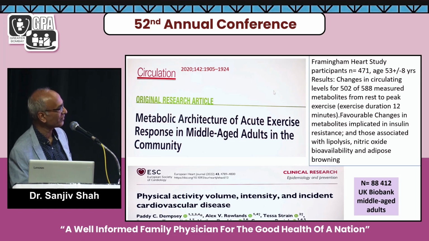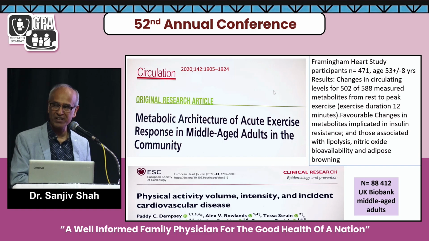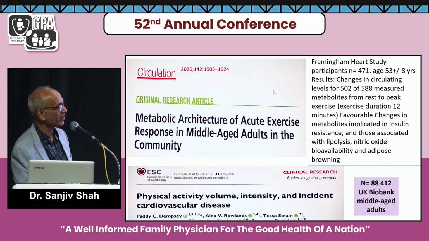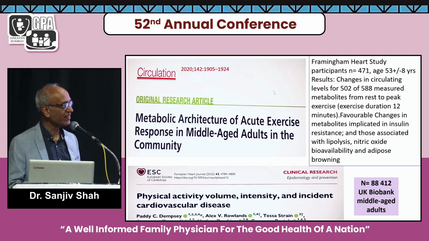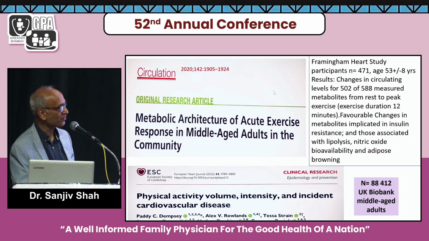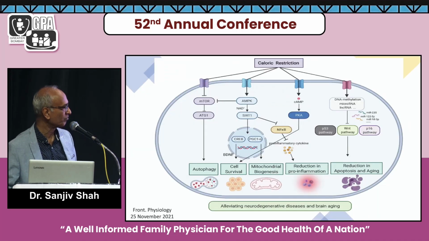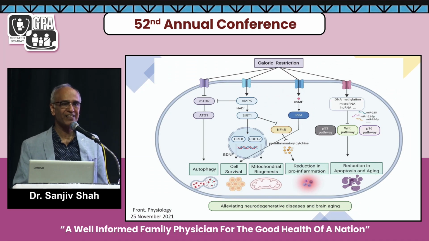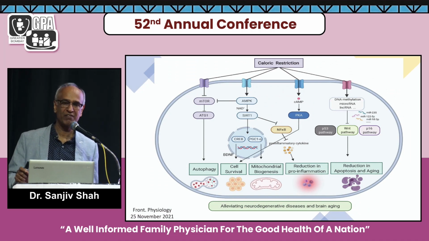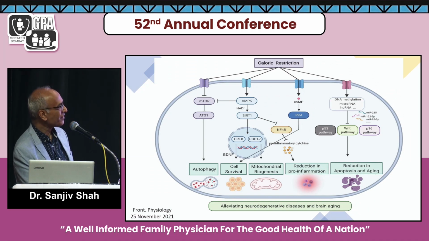502 metabolites in a heart study. Framingham participants improved with 12 minutes of intensive exercise, with favorable changes associated with lipolysis, nitric oxide biology, and adipocyte browning, which is associated with metabolism. This is on calorie restriction and intermittent fasting. This has a preventive effect on the pathway of autophagy.